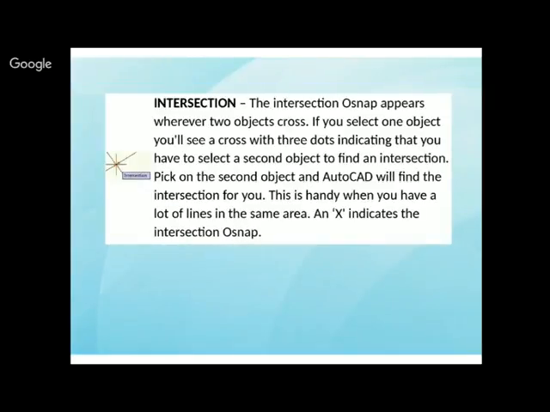Next is your intersection. Intersection can be of any two objects. It may be a line, it may be a circle, or it may be an arc. Okay? Any combination of all these items.